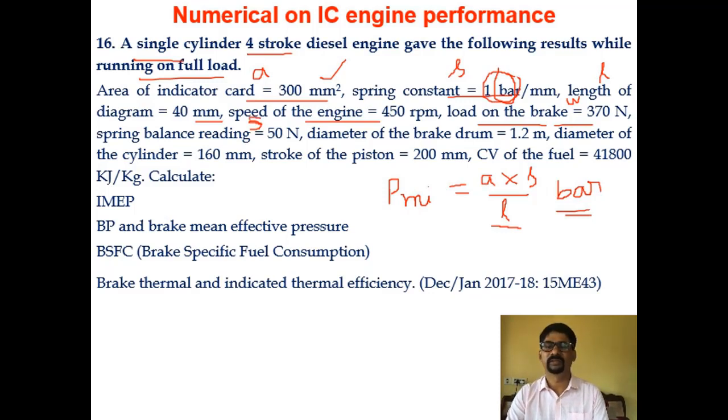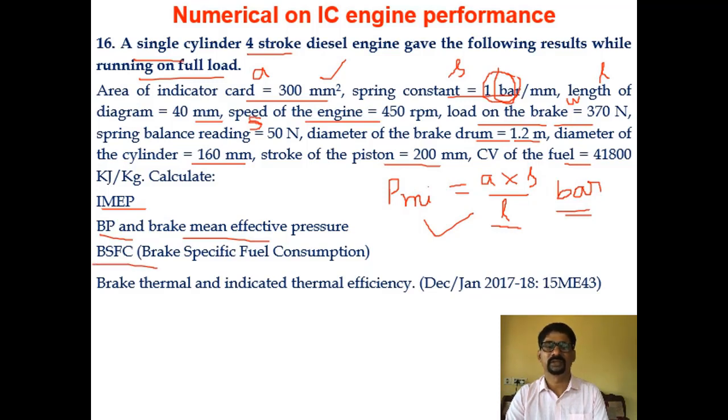The diameter of the brake drum is given, 1.2 meters. Diameter of the cylinder, capital D, is given, stroke of the piston, capital L, is given, and the fuel is given. You have to calculate indicated mean effective pressure, so that is calculated here. Indicated mean effective pressure, PMI is equal to A into S by L in bar, convert into Pascal. BP you have to calculate: 2 pi NT by 60,000, where T is W minus S into R, and R is 1.2 divided by 2. Diameter is given, radius is D by 2, that is R. So BP, no issues. Then brake mean effective pressure, you can calculate BP into 60,000 divided by LAn, where small n is capital N by 2 because it is a 4-stroke engine.